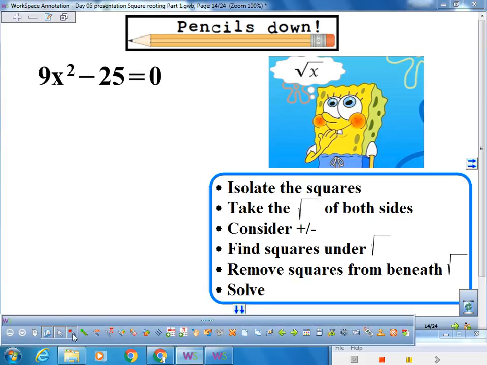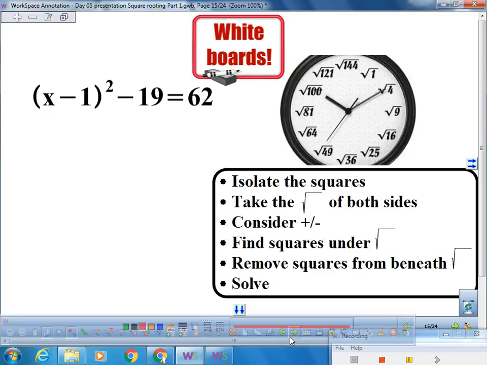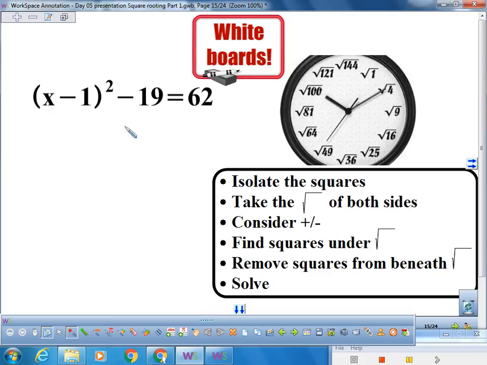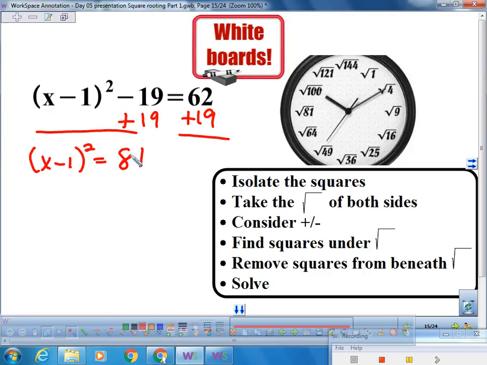Okay, instead of this one, let me do this one. So what was our first step? Isolating the squares. So how could I isolate the squares? There's a square here, but I don't have a square on the other side. What am I going to do? Add 19 to both sides. What do I get when I add 19 to both sides? 81. Do I have squares on both sides now? So what should I do?